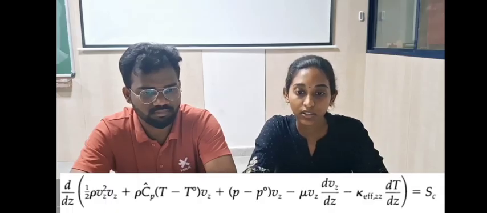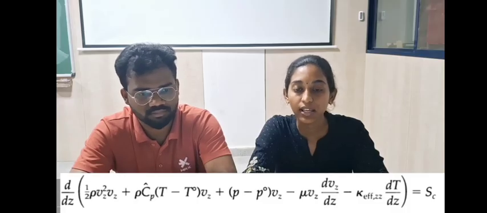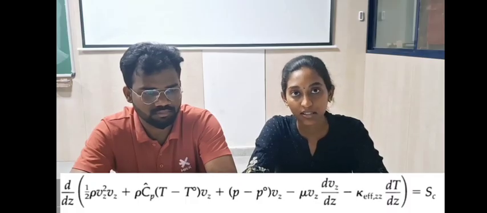And the next term also corresponds to Vz not changing with z, and the next term we have dVz upon dou z, and this is also not changing, hence this is also 0. Then we have K effective dou T upon dou z. Since temperature is changing along the axial direction, this term is non-zero, and Sc is non-zero.